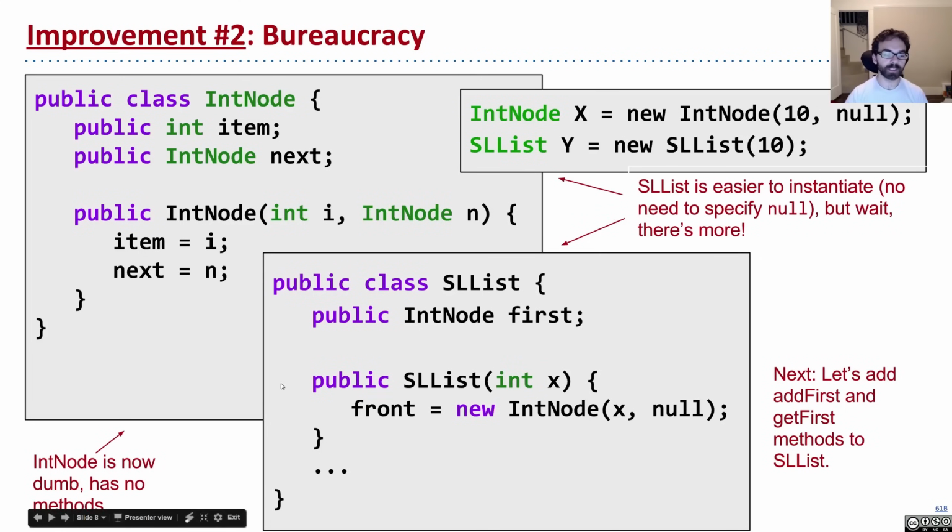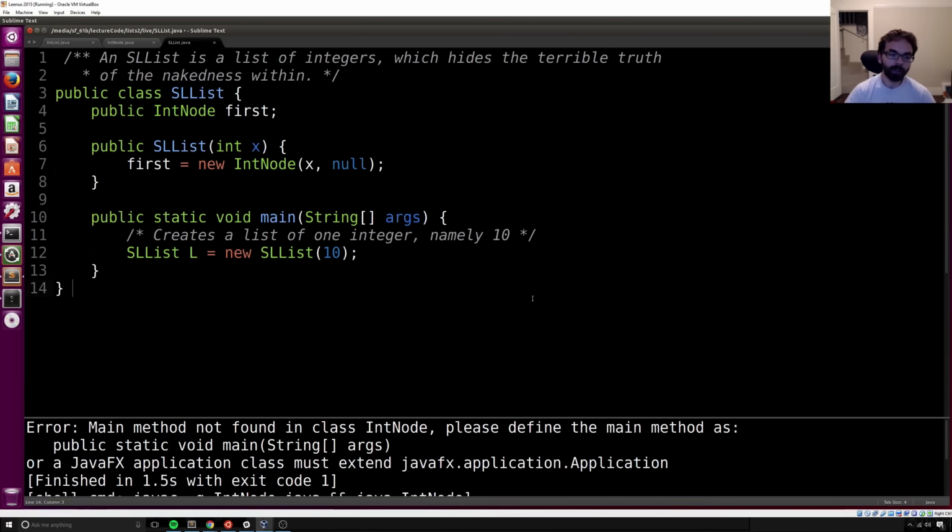Now we stripped away all this functionality, right? We took away all the things that IntNode could do, so we're going to put it back next. And we're going to do it by adding a couple of simple methods first. They'll be called addFirst and getFirst. So let's jump right in. And you're welcome to pause the video and ponder how you might do this.